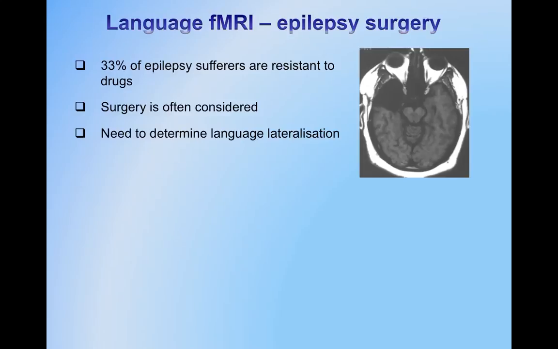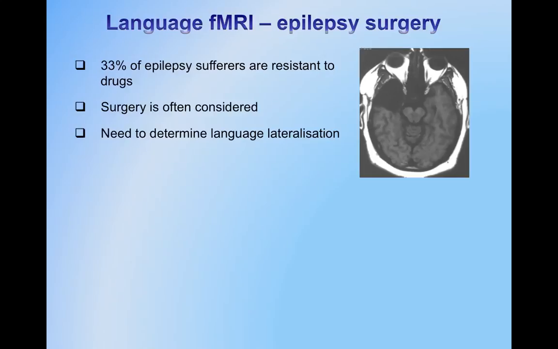So clinically, we use three paradigms. There's a picture naming paradigm, the verb generation paradigm, which is the one I showed you before, and the verbal fluency. So for picture naming, we show them a picture, they just have to think in their head of what the actual object is, and that gets them to activate their language. The next one is verb generation. Again, they think of the verb that goes with a particular noun. And finally, verbal fluency is where we show them a letter, and they have to think of as many words as possible that start with that letter.